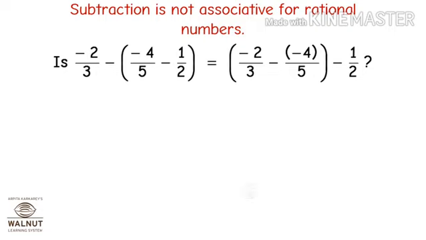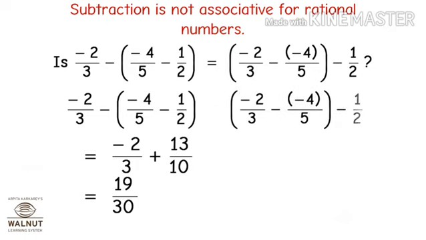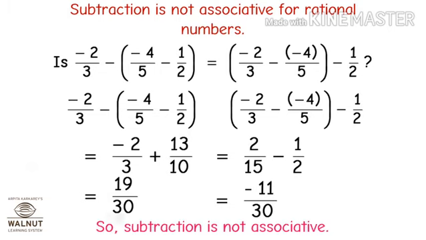Let's take a look. Minus 2 upon 3 minus (minus 4 upon 5 minus 1 upon 2) in brackets is equal to minus 2 upon 3 plus 13 upon 10, which is equal to 19 upon 30. Whereas (minus 2 upon 3 minus 4 upon 5) in brackets minus 1 upon 2 is equal to 2 upon 15 minus 1 upon 2, which is equal to minus 11 upon 30. So, subtraction is not associative.